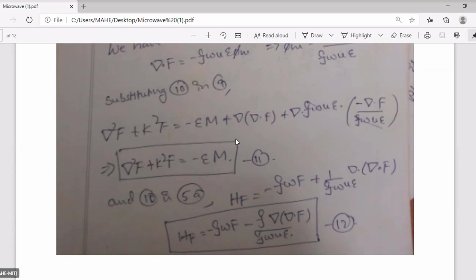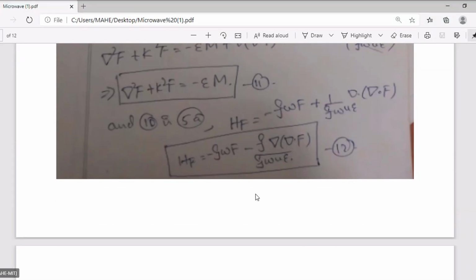Wave equation in terms of F, the electric vector potential, where M is the magnetic current and J is taken to be 0. Solving this equation, we get the solution for F in terms of M, the magnetic current source. For the solution, we have to do the integration.